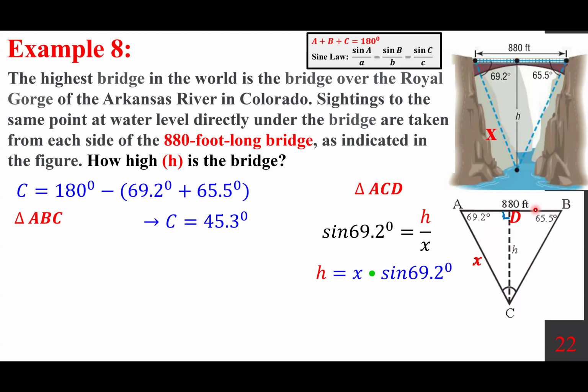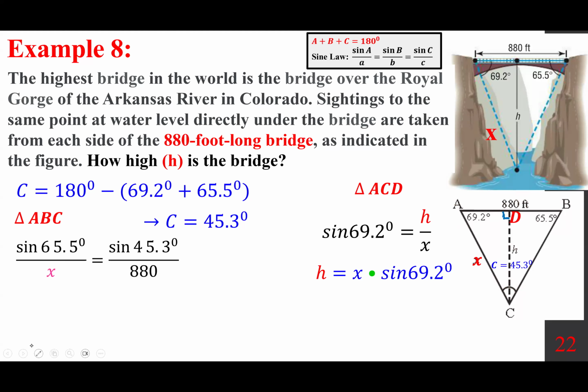We get 45.3 degrees. So this angle is 45.3. And clearly, we can use the sine law. Remember, we want X. So sine of 65.5 over X. And since we have 880 feet, we must use this one, sine of 45.3 over 880.